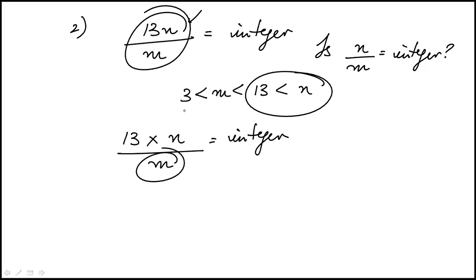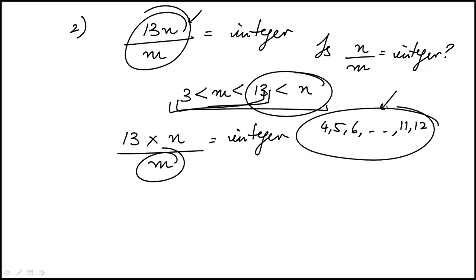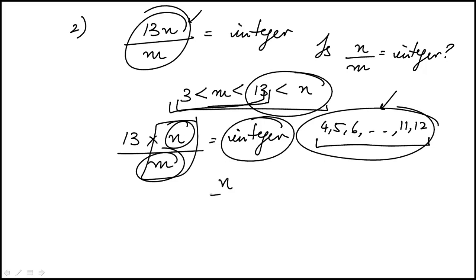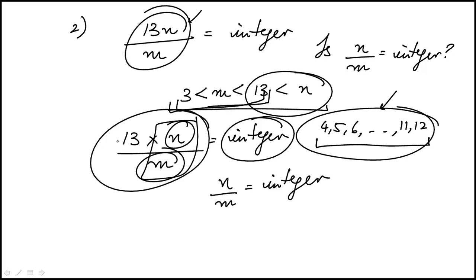So if I look at the possible values of m, it's between 3 and 13, meaning 4, 5, 6, all the way to 11 and 12. None of these numbers are going to divide 13. 13 is a prime number, and none of these numbers from 4 to 12, or numbers less than 13, would be a factor of 13 or would have a common factor with 13. Which means that for this result to be an integer, m must divide n. So, which means that n over m must be an integer. That's the only way I can satisfy statement 2.